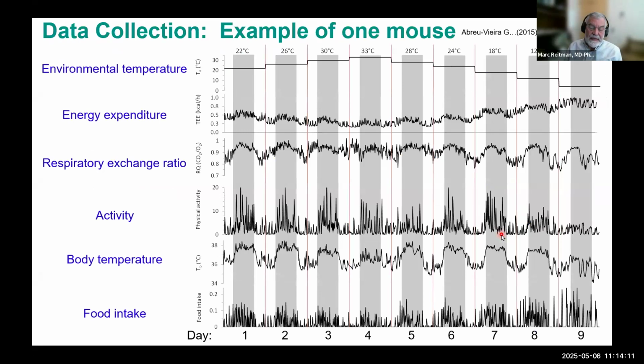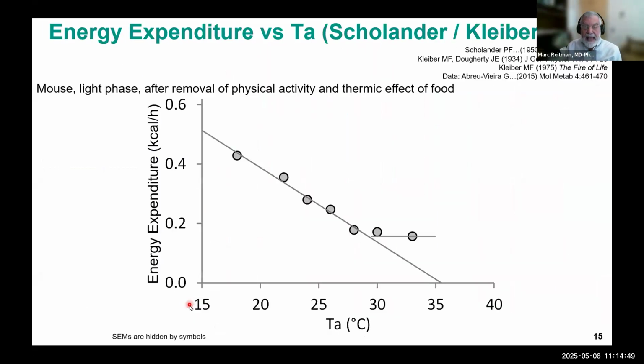So this is an example of primary data. What we've done is we've acclimated the mice and put them in indirect calorimetry chambers. Between each red line is a day. This is the dark phase, light phase, dark phase, light phase. The mice were put at 22 degrees, ramped up to 33, and then back down to 4. You see the energy expenditure is lower at 33, higher at 4. You have the respiratory exchange ratio showing that there's greater food intake at night and therefore a higher RQ. You see activity is higher in the dark phase and body temperature is higher in the dark phase. And this is the sort of raw data we get and play with.